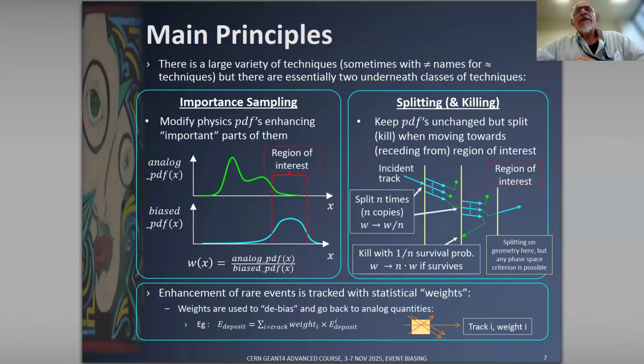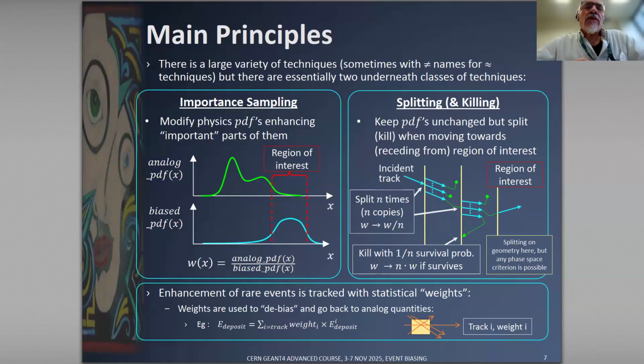I mentioned that the splitting comes in general with a killing. This is for the case of particles which are going in the wrong direction. That is, if you have a particle which is receding, going away from the region of interest, then when such a particle reaches the boundary, you apply a Russian roulette, and in this case you give it a probability of 1/n to survive. If it dies, it dies. But if it survives, then you multiply its weight by n, and you continue.